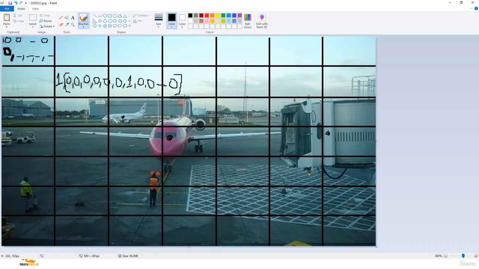Now it was said in the paper that the values for X and Y are with respect to the grid cell. So it's going to be with respect to this grid cell, and obviously the reference is the top left corner, which is this. So this is our origin for this grid cell, whereas the width and the height are given with respect to the whole image. So that's how we work it out.